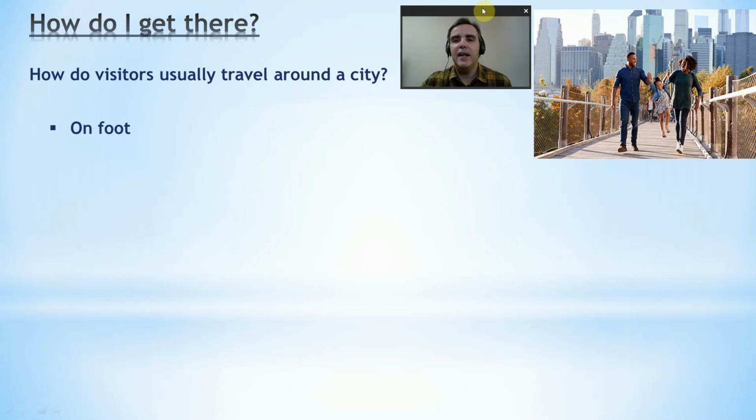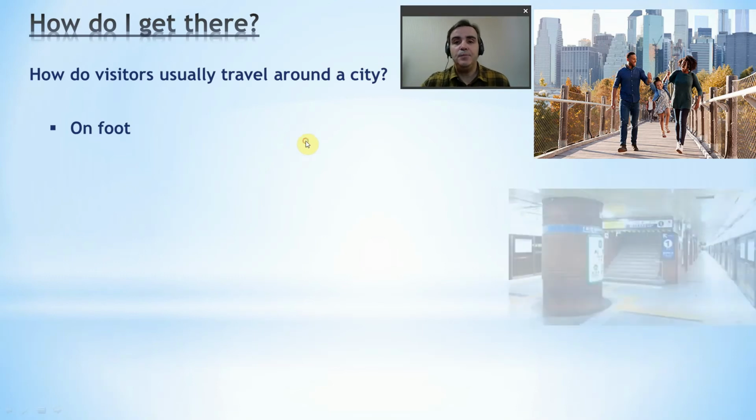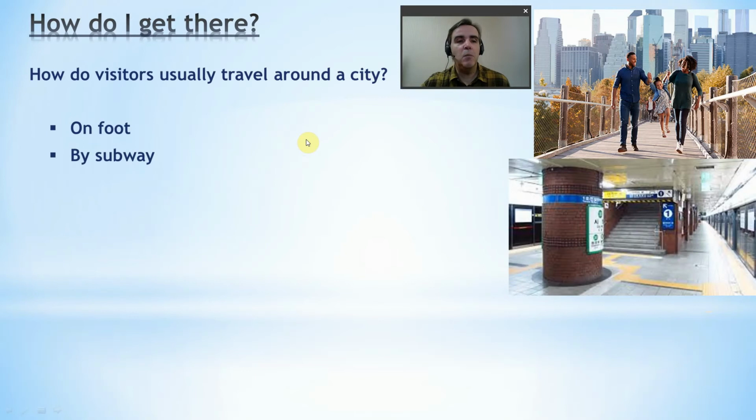So I think it's a really good way for visitors to discover a city is to walk around. When I visit a new city, I always like to travel to places on foot. Now, that's not always possible because some places are very far away. So maybe people will use a subway. And certainly when I went to Taipei, they have a very, very good subway system, very, very easy to use. So that was one way that I travelled around.